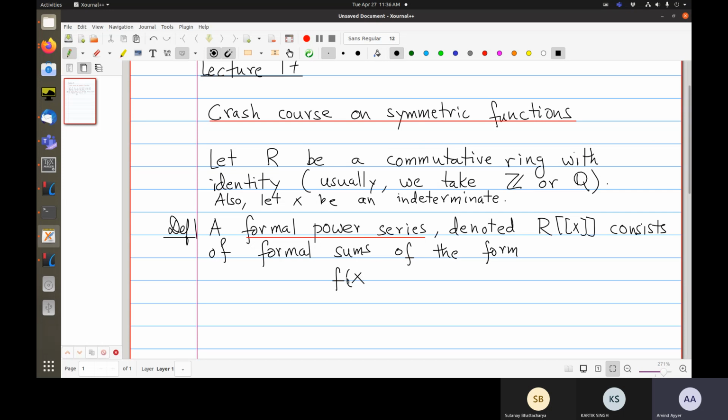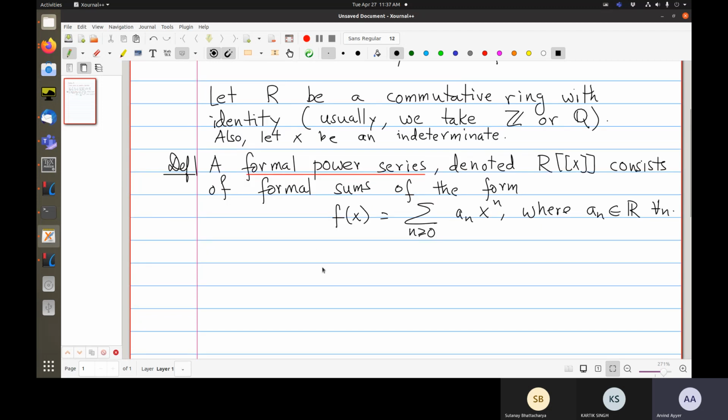f of x equals sigma n greater than or equal to 0, a_n x to the power n, where a_n belongs to R for all n. So we don't worry about issues of convergence and so on. So we just think of this as a formal object, and we are typically not going to evaluate this at any value of x.